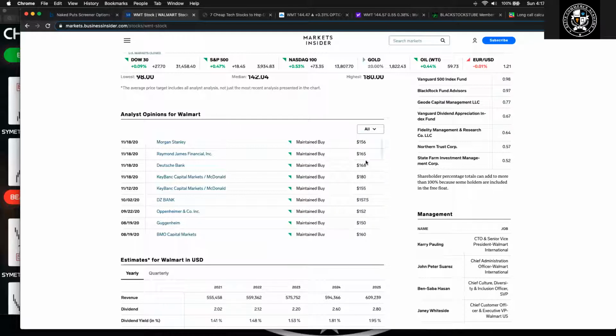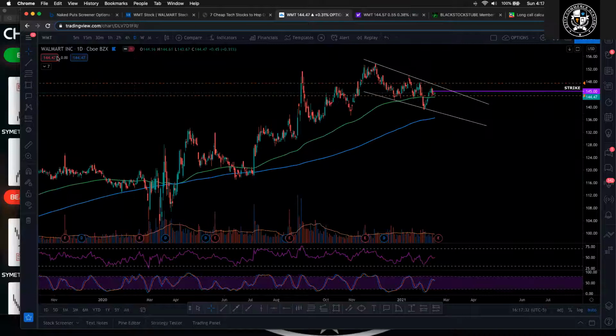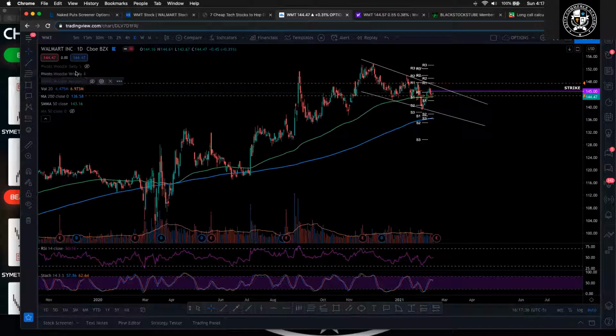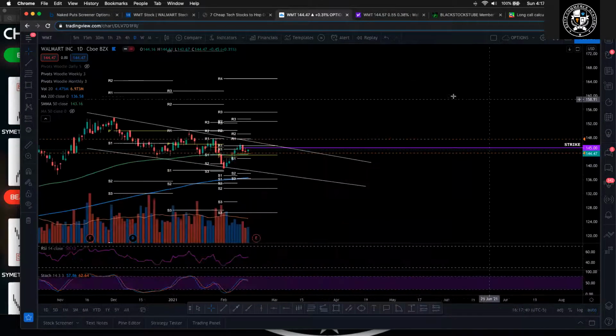Analyst opinions for Walmart, anywhere between 165, 180, 150. You know what I mean? Depending on how I feel about these analysts, I might go off of what they say. But when I'm dealing with technical analysis, and I start dealing with these pivot points, I could pull up the weekly pivots, I could pull up the monthly pivots, and I broke that down last week.